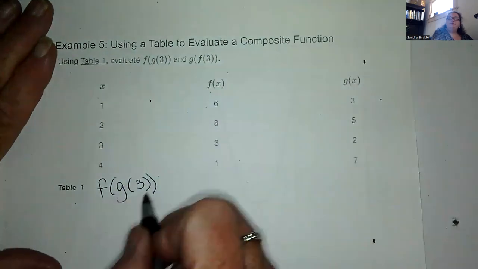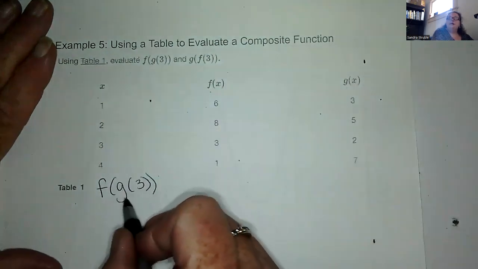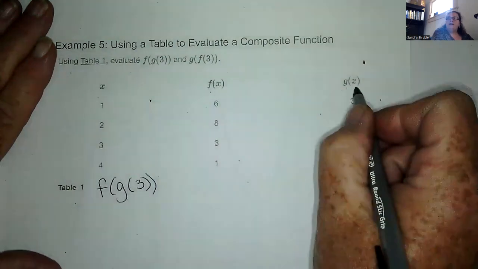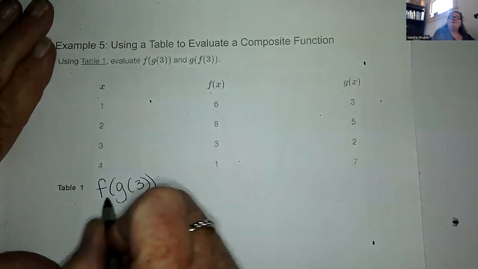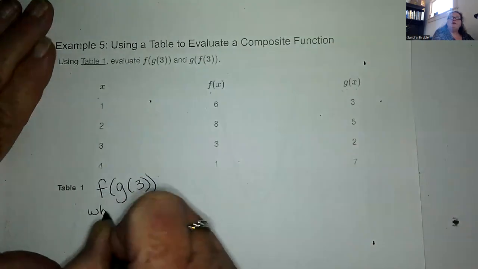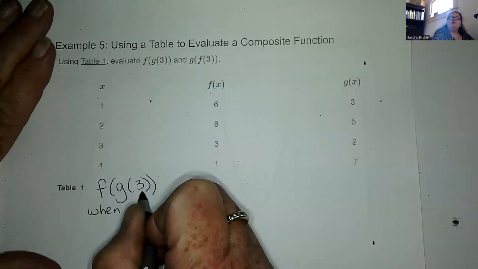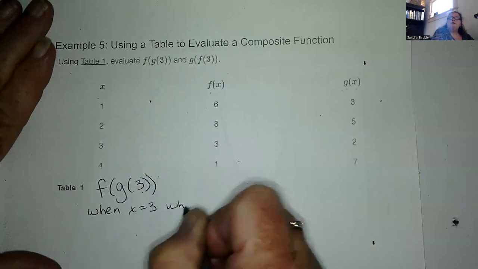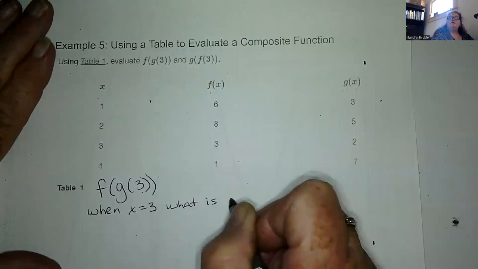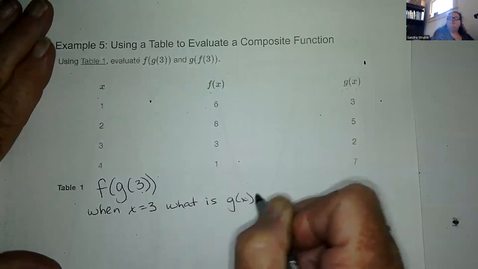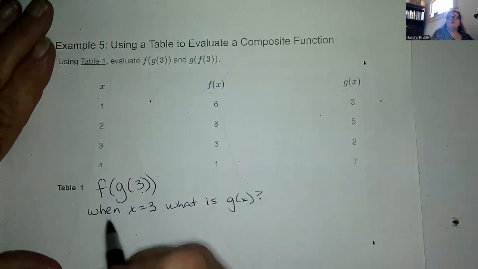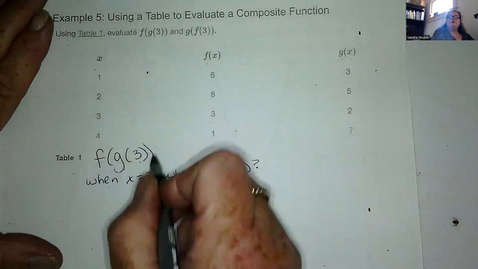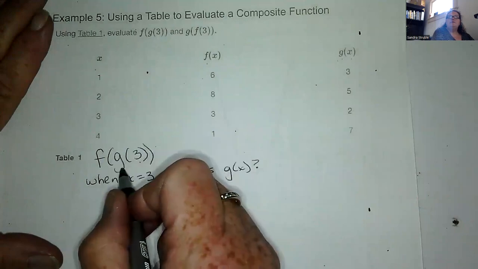If you please notice, the g of 3 is on the inside. But the function is g of x. So this is what I'm asking myself: when x is equal to 3, what is g of x? That's the first question I'm asking myself. And that's going to tell me what's going to go on the inside of this function, f.